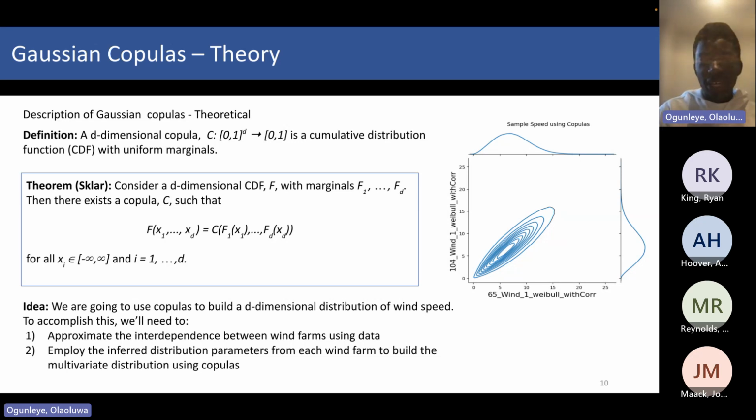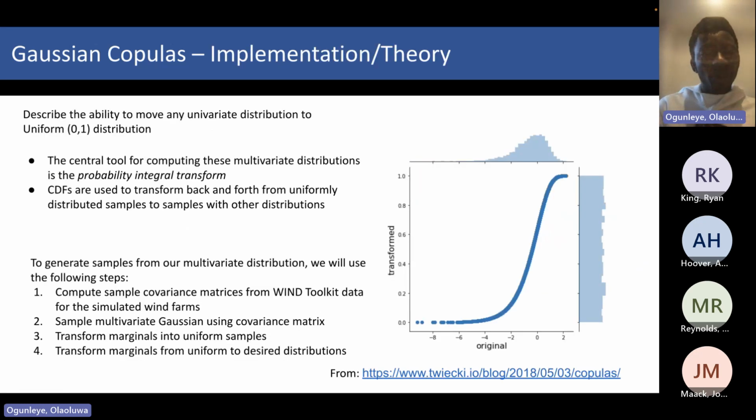To be able to do this, we simply approximate the interdependence between these wind farms using our historical data. And then we employ the inferred distribution parameters from each wind farm to build the multivariate copula. Now, a little bit more about this idea is the ability to move from one distribution to a uniform distribution. There's a concept of probability integral transform, and it guarantees that from whatever distribution I am in, I can move to another distribution, which is the uniform distribution.